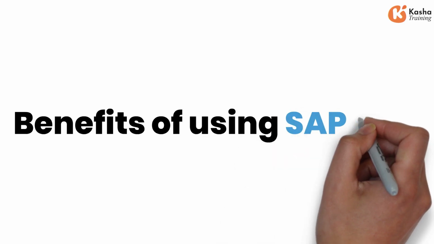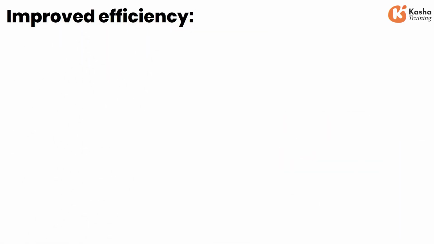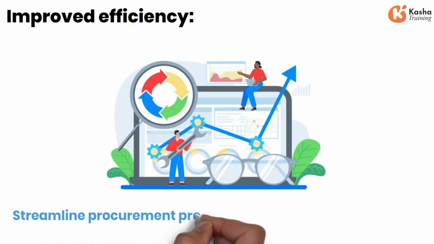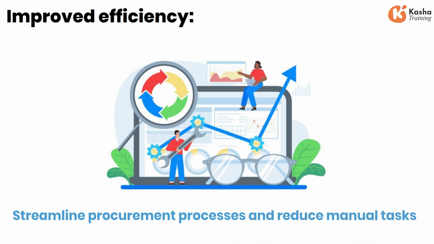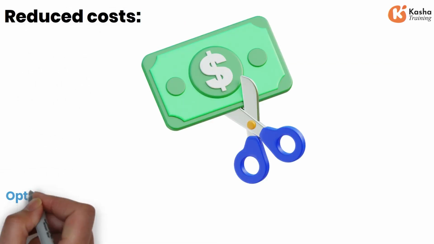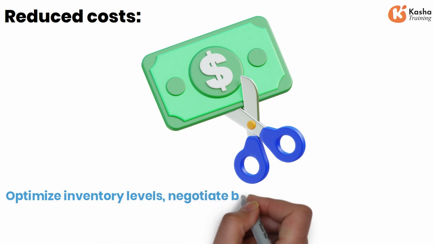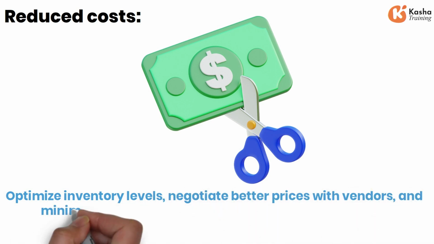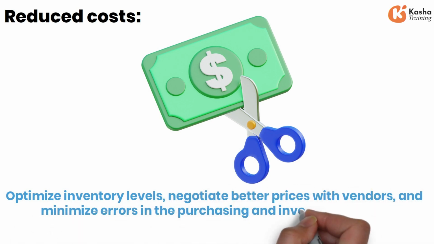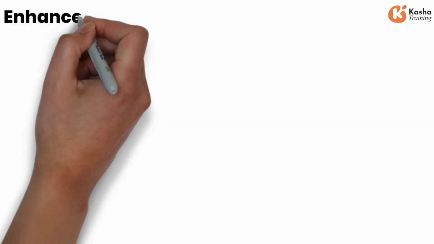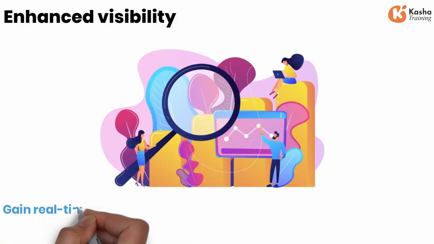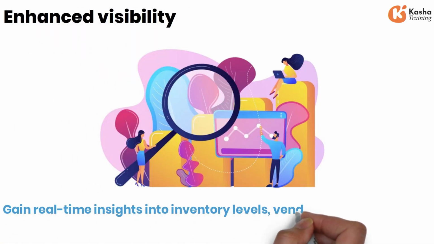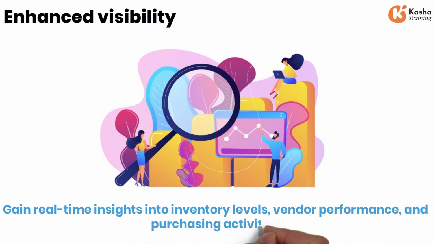Benefits of using SAP MM: improved efficiency, streamline procurement processes, and reduce manual tasks. Reduce costs, optimize inventory levels, negotiate better prices with vendors, and minimize errors in the purchasing and invoicing process. Enhanced visibility: gain real-time insights into inventory levels, vendor performance, and purchasing activities.